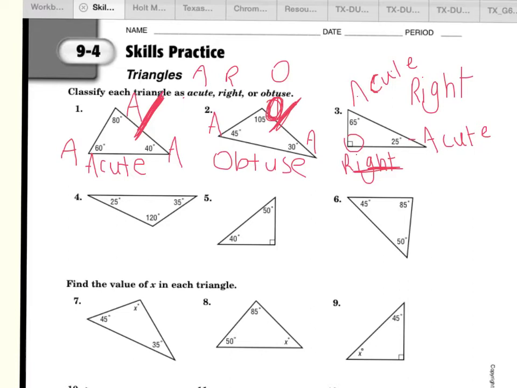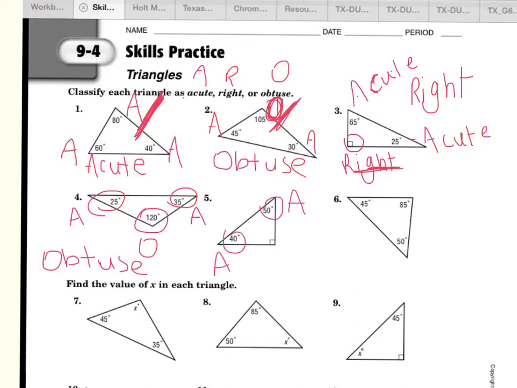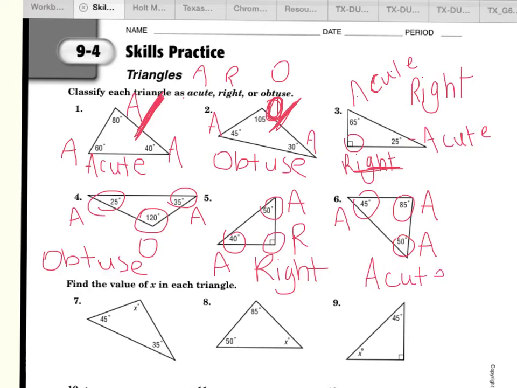Number 4, you have acute, acute, and here you have an obtuse. So what one is different? The obtuse angle. And then that's how you would classify this triangle. Okay, number 5, acute. Acute. What's that? Right. So this would be a right triangle. Acute, acute, acute. That would make this acute.